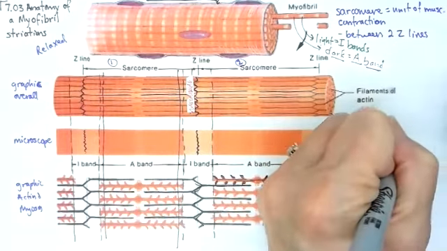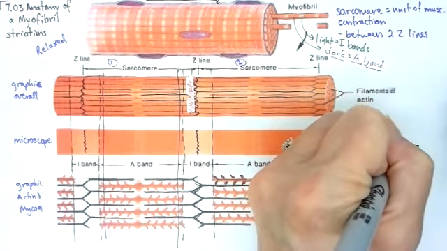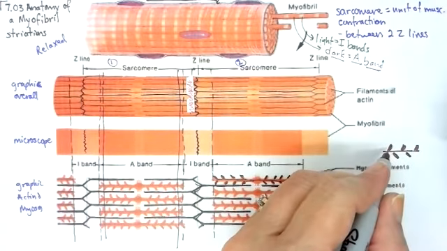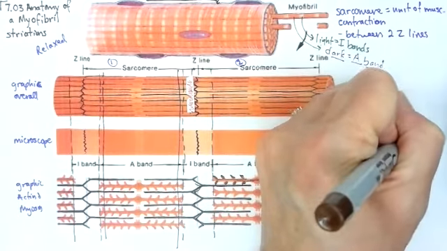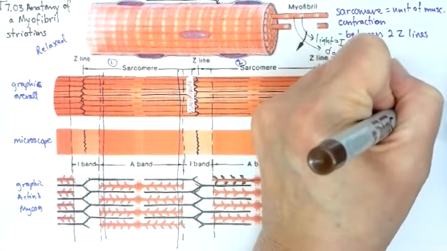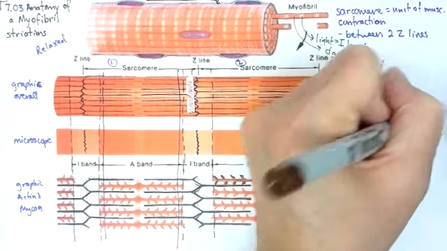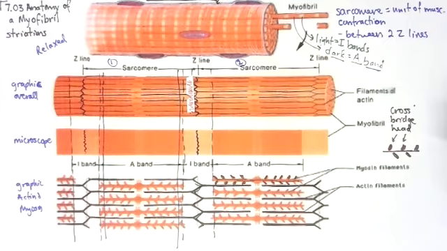So when we look at this myosin, if we look at one end of that, we get these structures that stick off. These are called cross bridge heads. And what they're going to do is bind to the actin, but each of these little guys is called a cross bridge head. And that's why the myosin looks so much thicker.